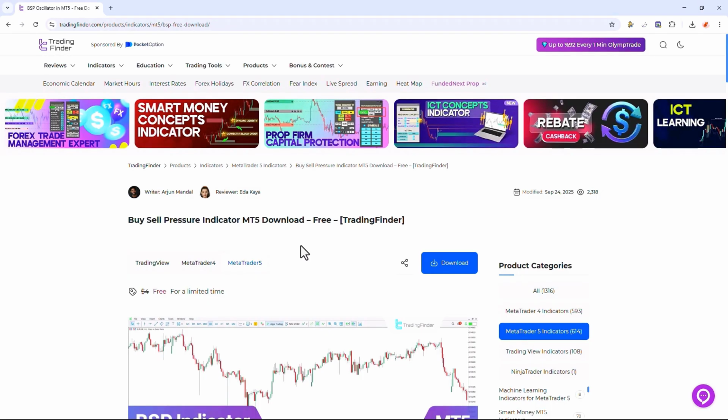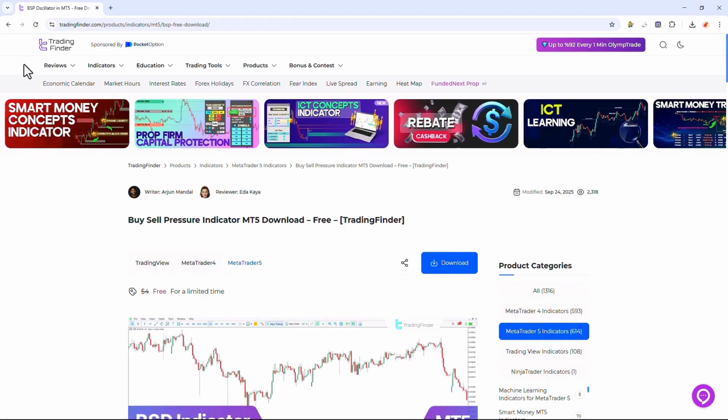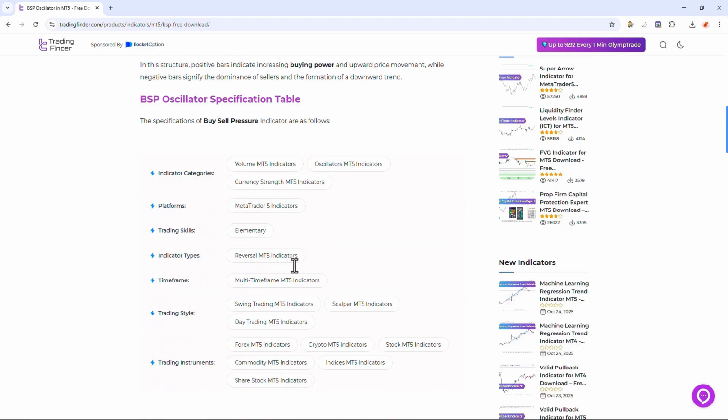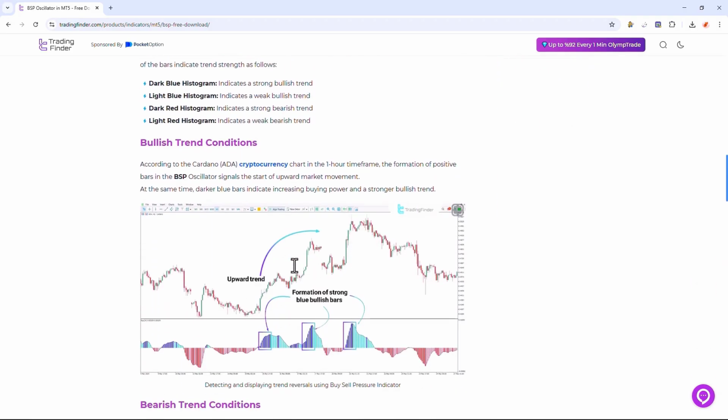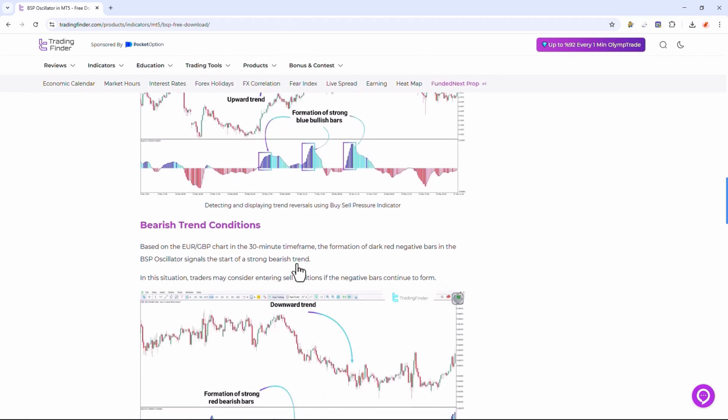The buy-sell pressure indicator, which is conveniently offered for a variety of different trading platforms on the TradingFinder website, is available for users. Traders can easily download the indicator file for both MetaTrader 4 and MetaTrader 5 platforms from this section. To learn more about how the indicator works and operates, they can carefully read through this page for further details.